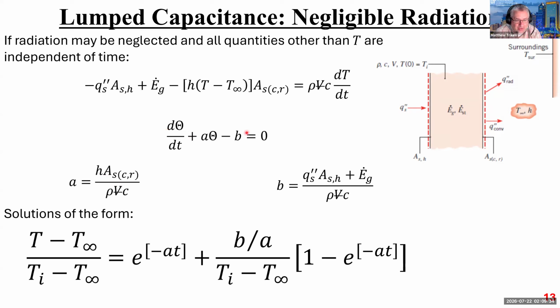Okay, so if I carry out this solution, I get solutions of the form theta divided by theta i equal to e to the minus a t plus b divided by a over t1 minus t infinity times 1 minus e to the minus a t, right? So this is the ultimate expression that I get from solving this form of the equation and then plugging in my value for a and my value for b, which I had to extract to make this easier to track. Okay.